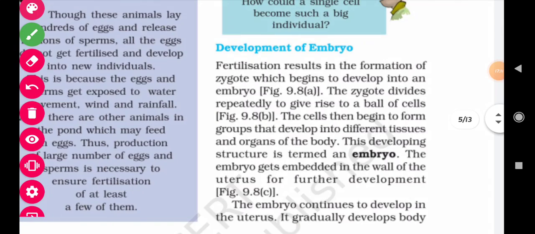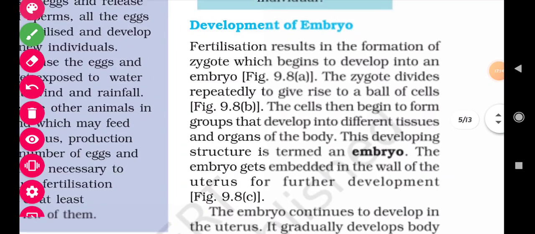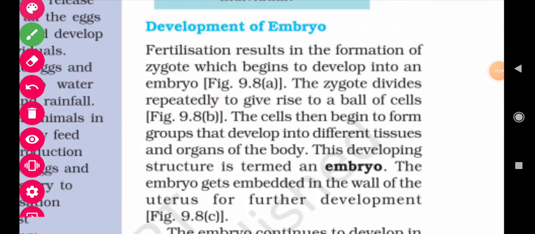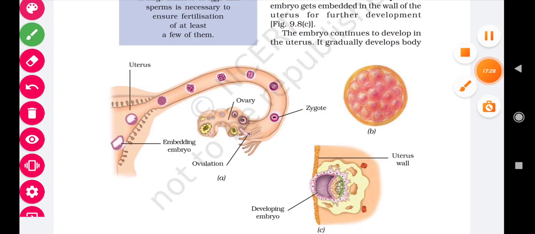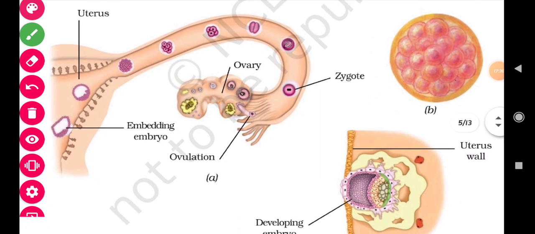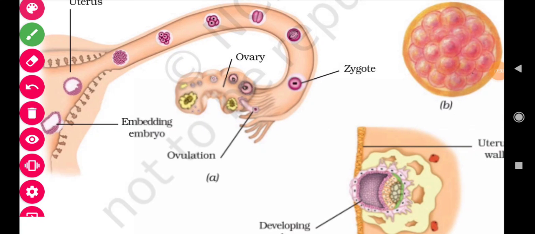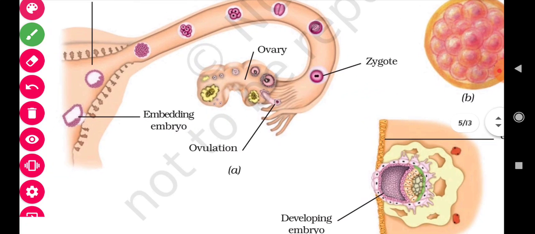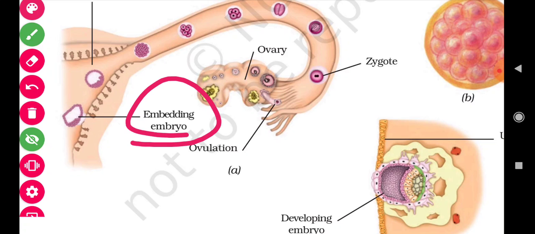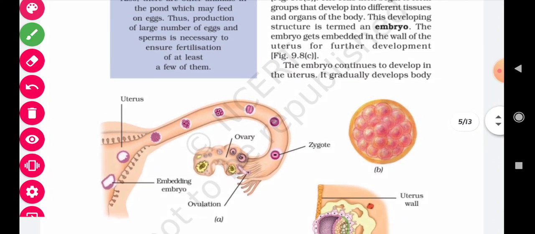Second is the development of embryo. First stage is the fertilization, second is the embryo development. Fertilization results in the formation of zygote which begins to develop into an embryo. So here students, the zygote is clearly visible in this fallopian tube where the two nuclei fuse to join with each other, and after that it will embed the embryo, meaning it will stick to the uterus wall.